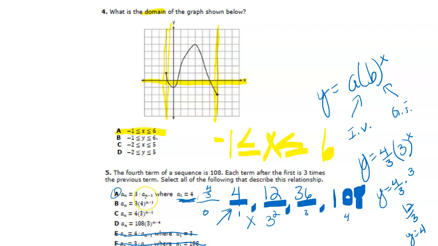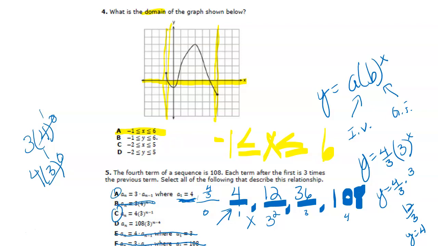So 3 times 4 to the 1 minus 1 would be 3 times 4 to the 0 power. Anything to the 0 power is 1. 3 times 1 is 3. B's out. Now we'll do C. 4 times 3 to the 1 minus 1. So 3 to the 0 is 1. 4 times 1 is 4. So C is an answer.